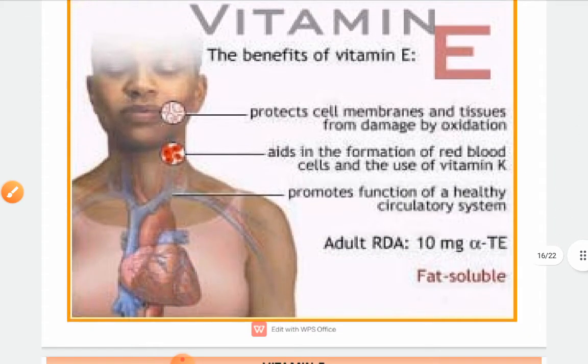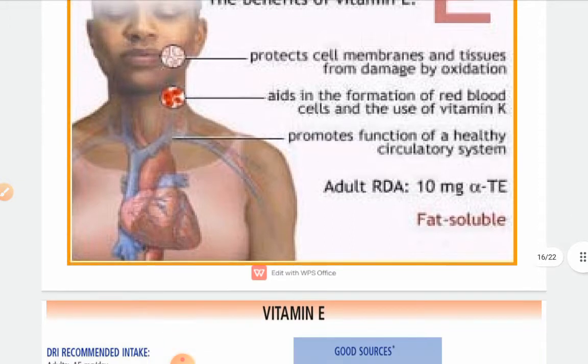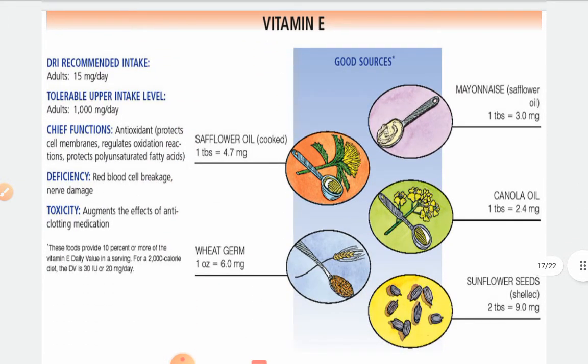So the benefits of vitamin E are summarized here. It protects the cell membrane and tissues from damage by oxidation. So it means our skin will look healthy and glowing. It is present in sunflower seeds, wheat germ, safflower seeds, mayonnaise, and canola oil.